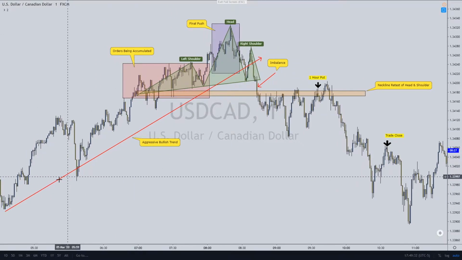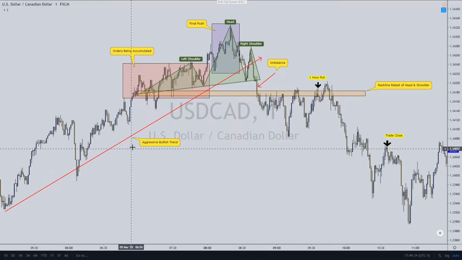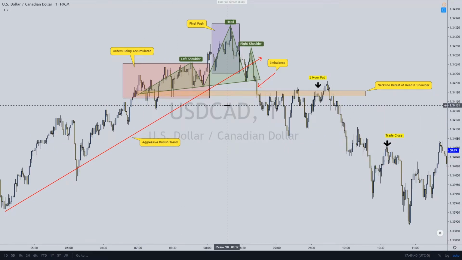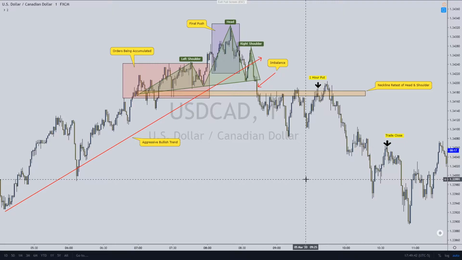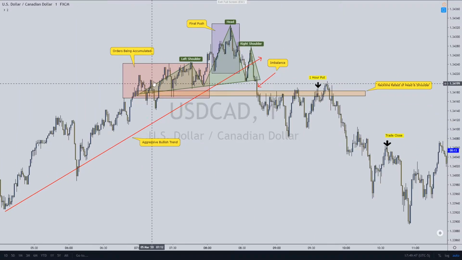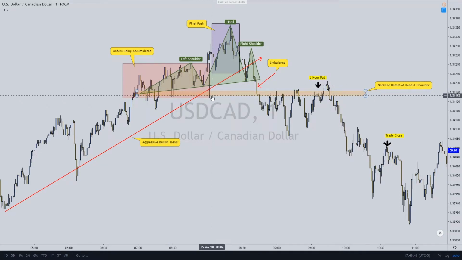So you can see right here that we were in a very aggressive bullish trend. And if you don't know what bullish means in terms of trading, it just means price is moving upwards, and bearish means that price is moving down. You can see right here, after all of these aggressive pushes, that price starts consolidating very heavily. So this is just where orders are being accumulated.